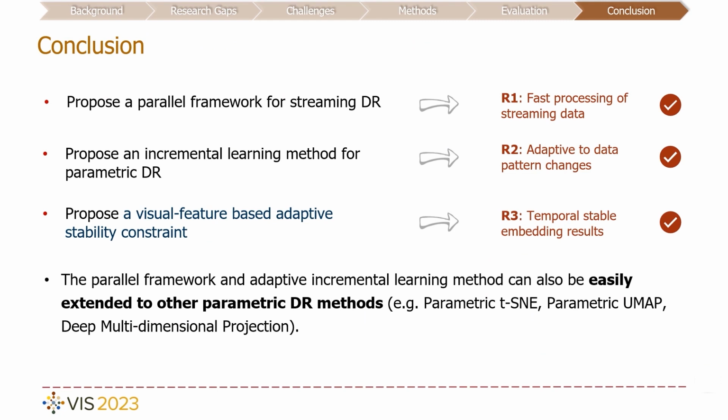In summary, our work introduces a streaming dimensionality reduction technique. This includes a parallel framework aimed at enhancing the efficiency of the streaming DR pipeline, an incremental learning method to accommodate changes in data patterns, and a visual feature-based adaptive stability constraint to maintain temporally stable embedding results. It's worth highlighting that the parallel framework and adaptive incremental learning method can be readily extended to other parametric DR methods, making them more accessible for visualizing streaming high-dimensional data.